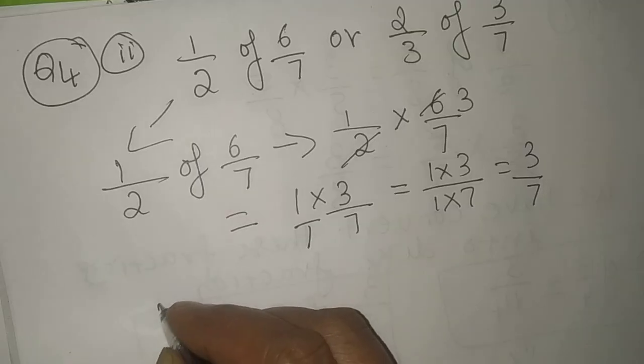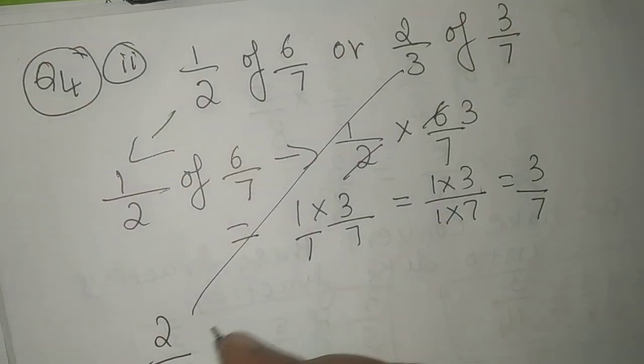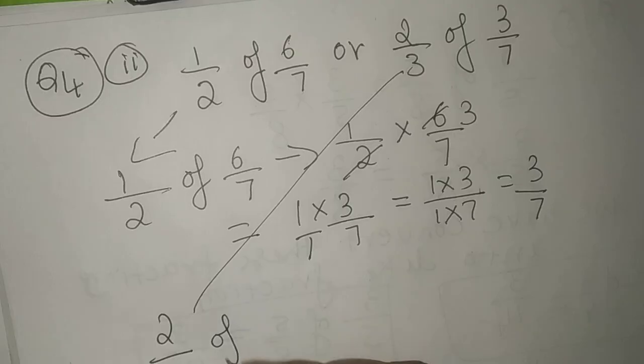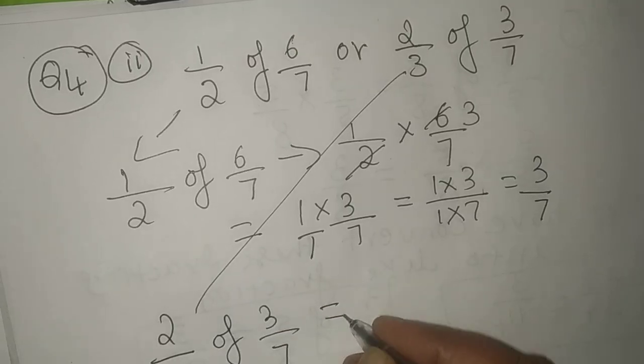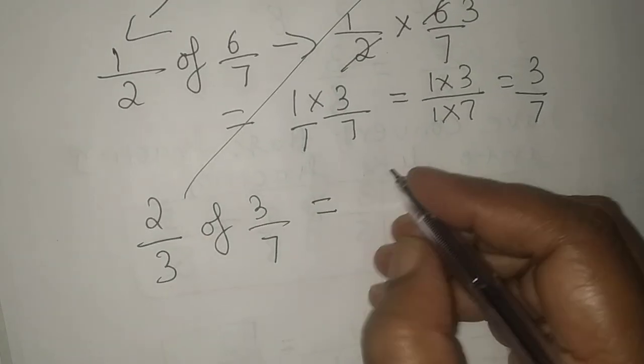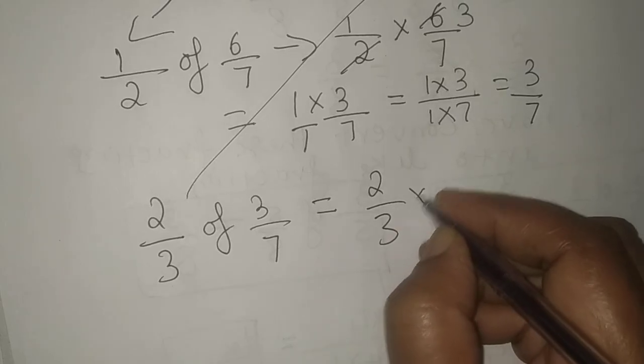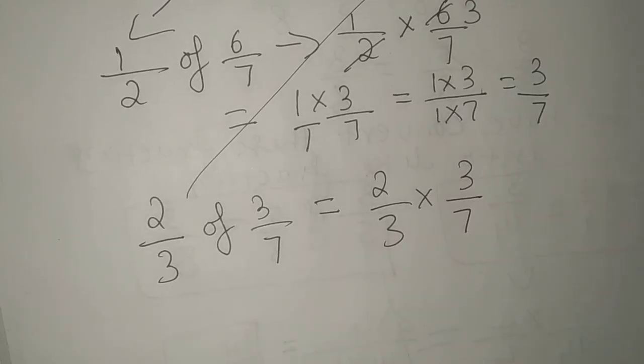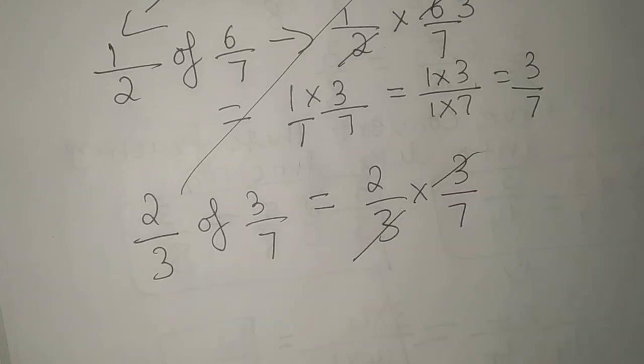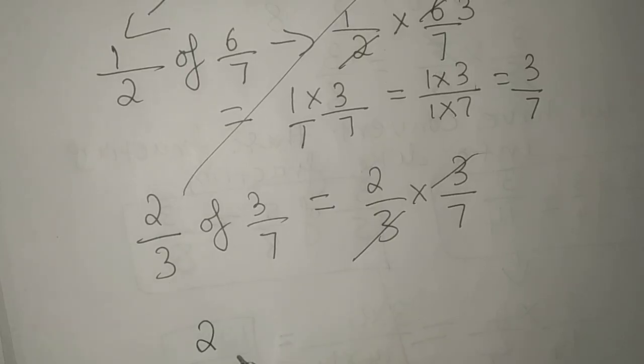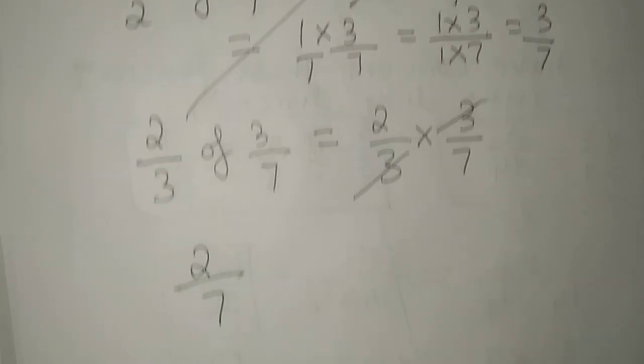Then next part we'll take this part, 2 by 3 of 3 by 7. You can write it as 2 by 3 into 3 by 7. Now we can see 3 cancels. So answer is 2 by 7.